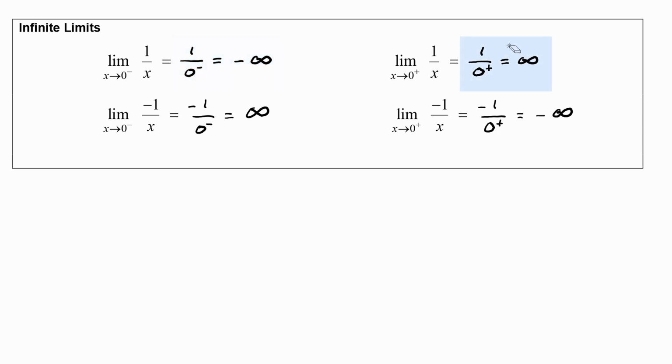Whereas here, if we have a positive divided by a tiny positive, that result is positive infinity. Here, if we have a negative divided by a tiny negative, a negative over a negative is a positive. That's why that works out to be positive infinity. And likewise here, if you have a negative over a tiny positive, the result will be negative, and that's negative infinity.